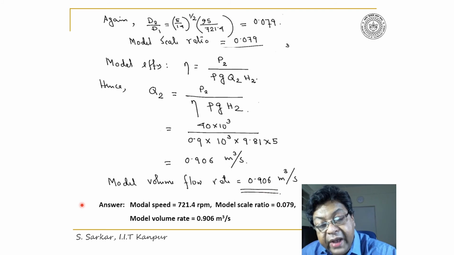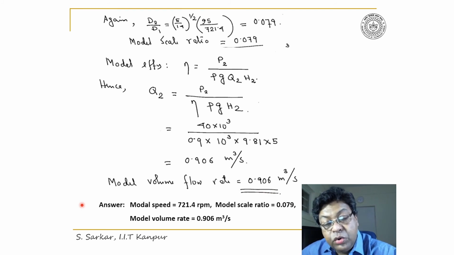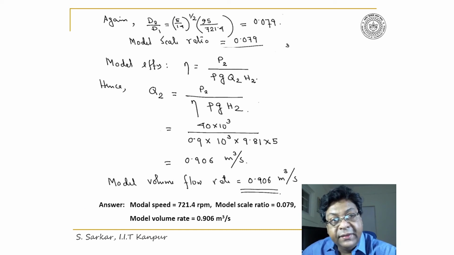Model speed is 721.4 RPM, model scale ratio is 0.079, and model volume flow rate is 0.906 meter cube per second.